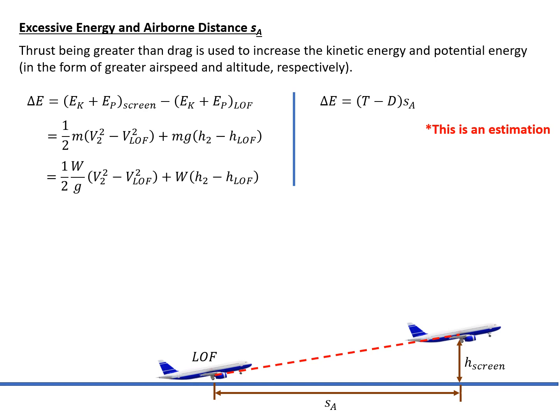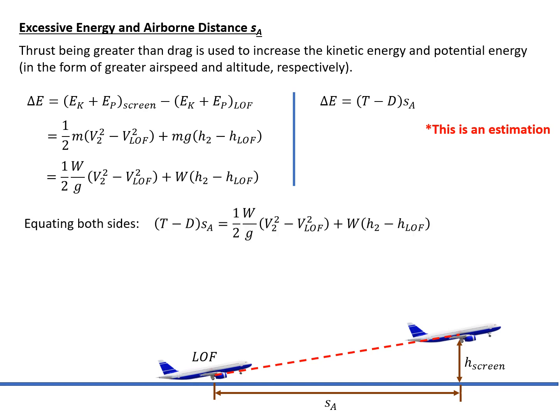And we have the work. And you can see it's highlighted as this is an estimation because T minus D is not exactly in the same direction as SA because there is a flight angle theta. So the flight path is tilted from the ground. But we assume, as I said in the beginning, we assume the pitch angle is a small angle. So delta E can be approximated by T minus D bracket times SA.